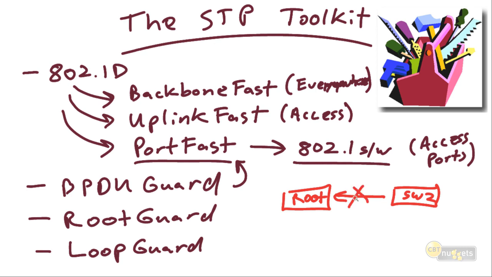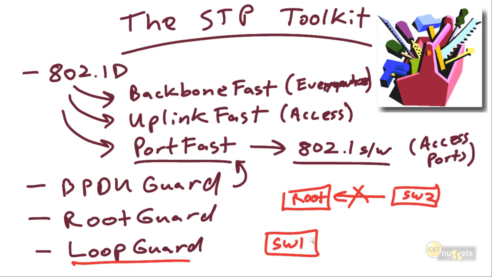So what Root Guard will do is if it sees what are called superior BPDUs coming in on a link from some other rogue device, it will error disable. Actually, it makes the port in what's called an inconsistent state, essentially error disabling it. And this says, look, there's a problem on this port. Someone's trying to take over as the root device over that particular port. Now, what Loop Guard does is something very interesting.